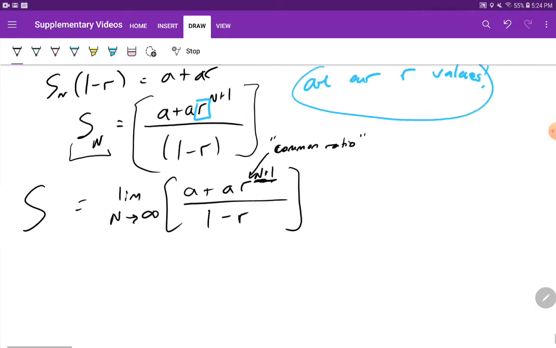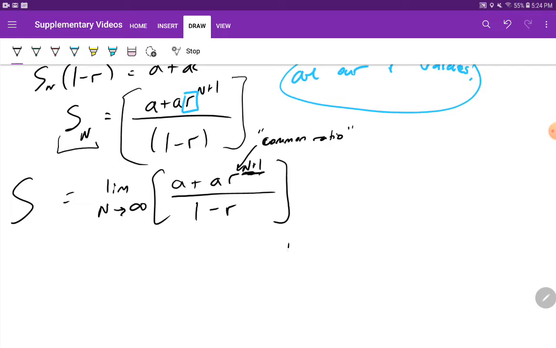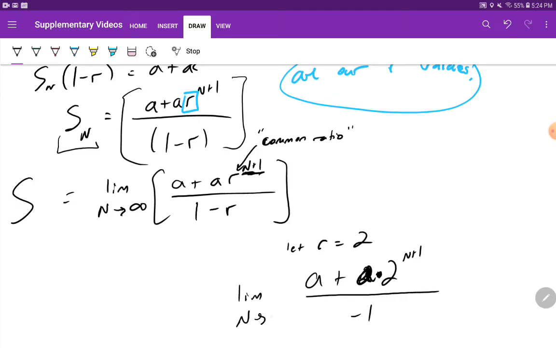If you don't believe me, try it. Let r equal, I don't know, 2. If that's the case, you get a plus a times 2 to the n plus 1 all over negative 1. Limit as n goes to infinity. You guys can see it. This right here is like a bomb. It's going to go all the way up to infinity, and this whole thing will go to infinity. It'll diverge.